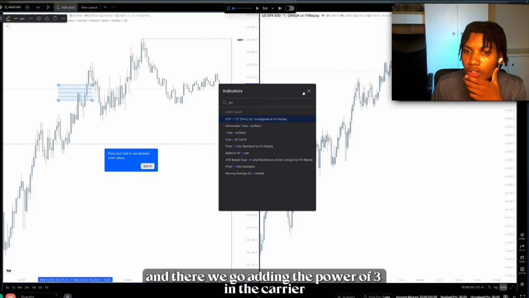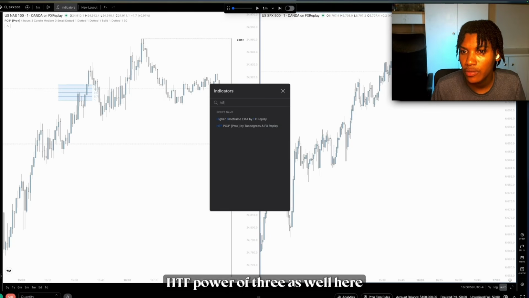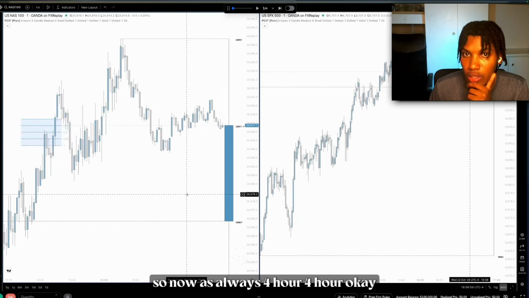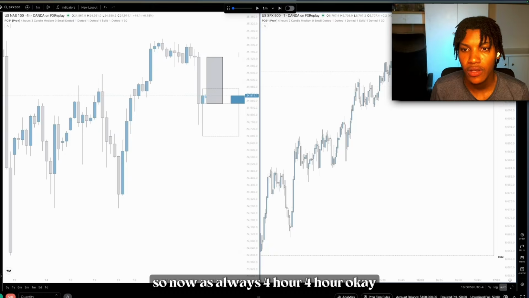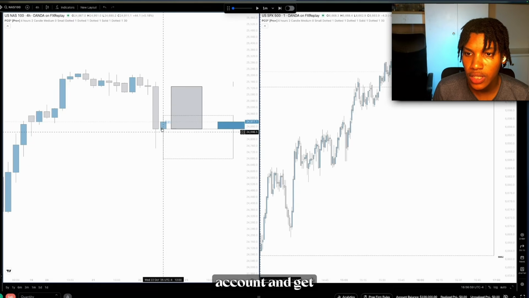Adding the power of 3 indicator here, so you can see the 4-hour candle as well. Time frame 4 hours, HTF power of 3 as well. Two candles, and there you go. Okay, so that's all the setup done. Cool, so now as always, 4 hour. Let's see how fast we can pass this prop firm account and get the 10%.